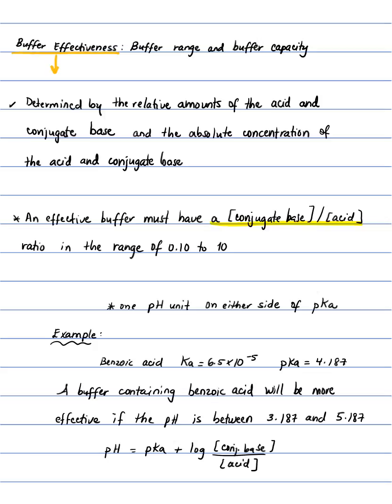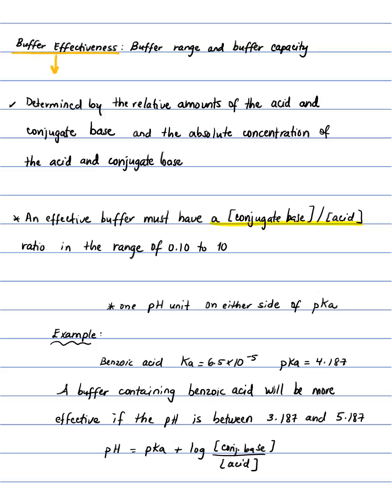Any buffer that is able to neutralize added acid or added base in a range of pH going from 1 unit less than the value of your pKa to 1 unit above that pKa value is still an effective buffer. So with the example at the end of the page, you can see what I mean with that range, 1 unit less or 1 unit above.